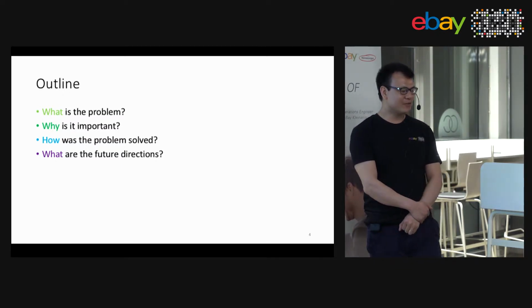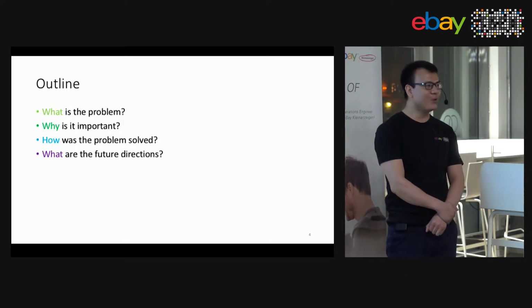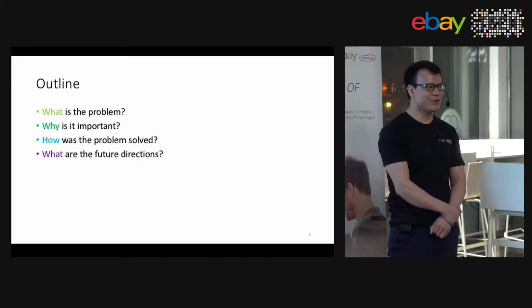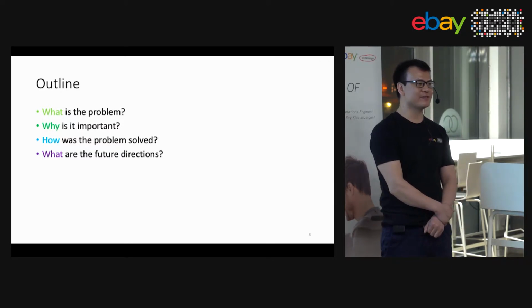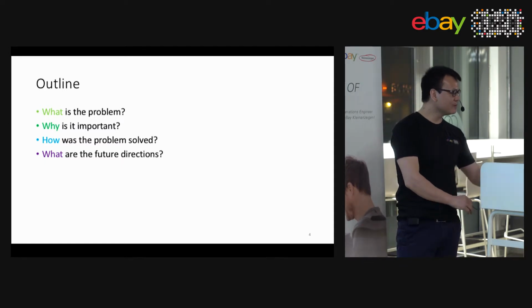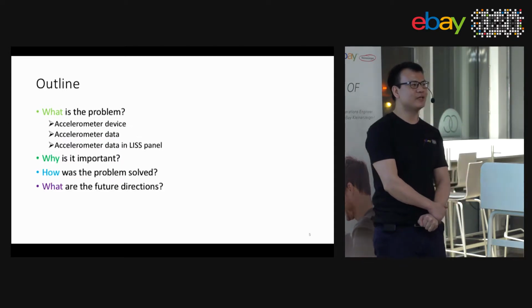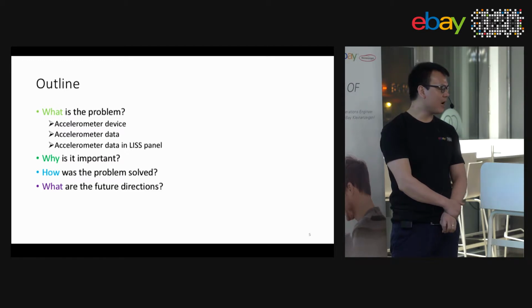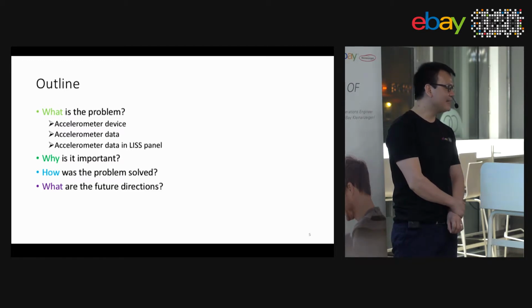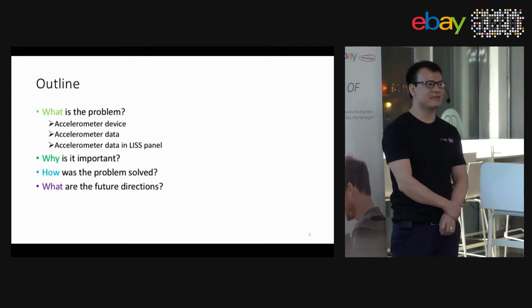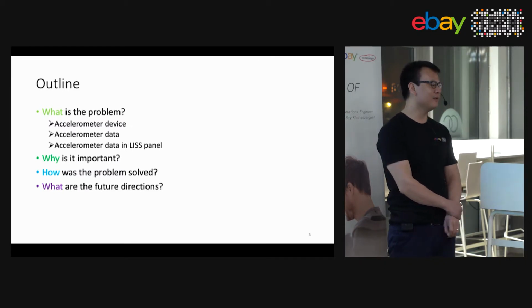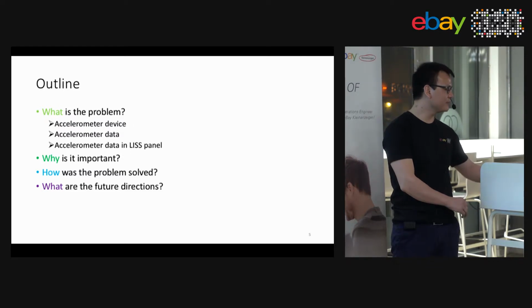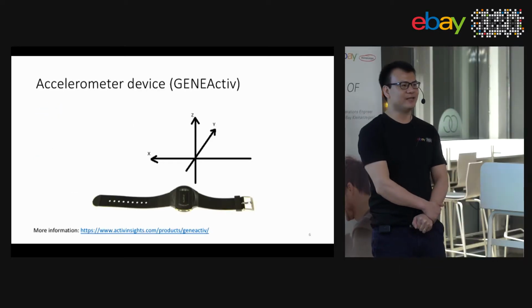Okay, let's directly go to our outline. So we are going to first talk about what the problem is, why it is important, how we solved it, and what the future directions are. For what the problem is, we will introduce what the accelerometer device looks like, what the data looks like, and the data set that we have been working on. The data set is from NISPello, which I will also introduce later.